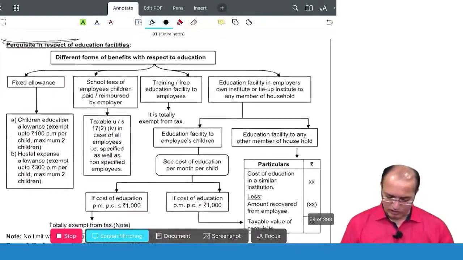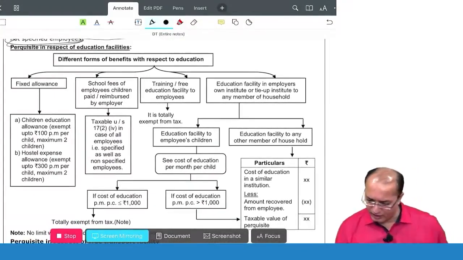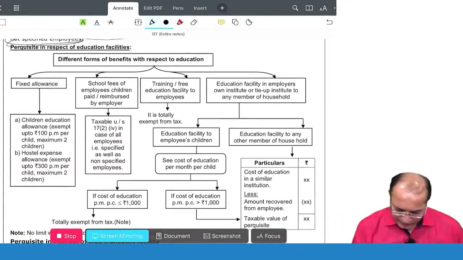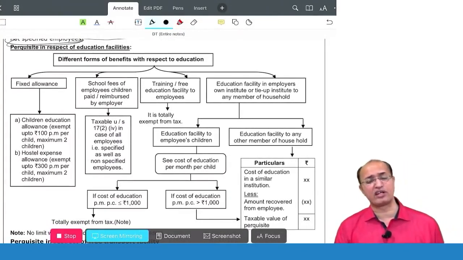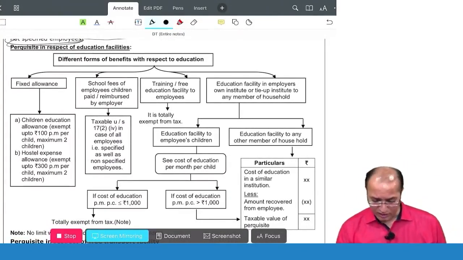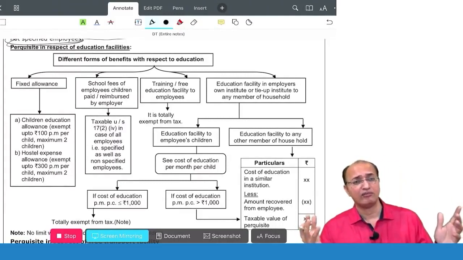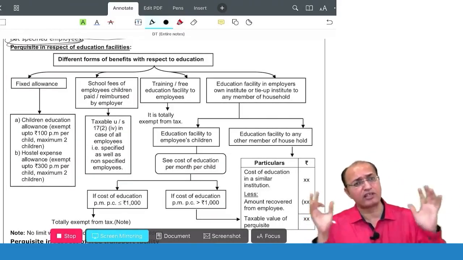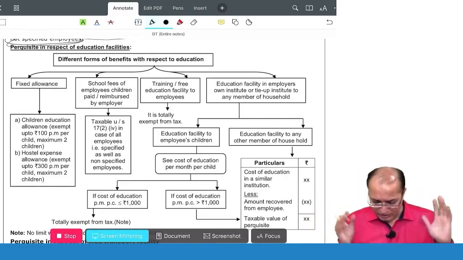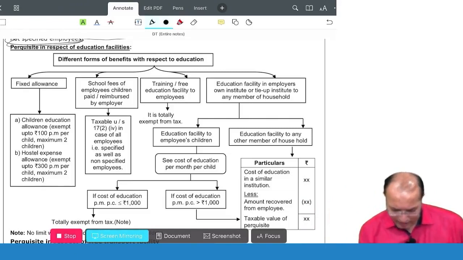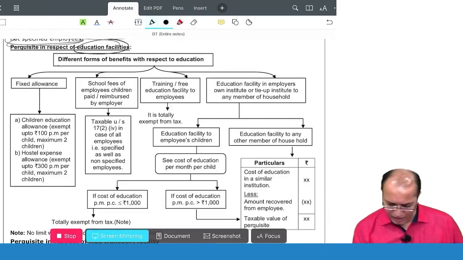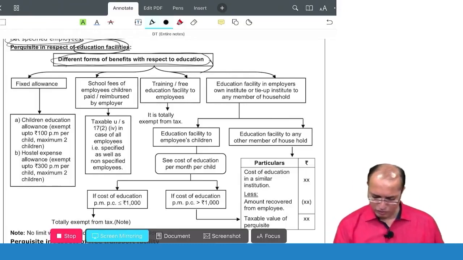So let's move on to the third and the last point for the day. Actually, this is an education facility, but I have tried to cover all points with respect to education wherever they are appearing in the entire chapter. Therefore, the heading says education facility, but here I have written different forms of benefit with respect to education.